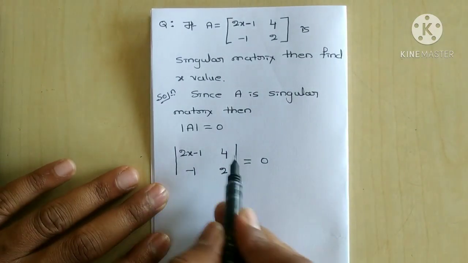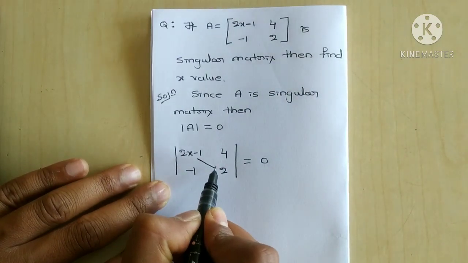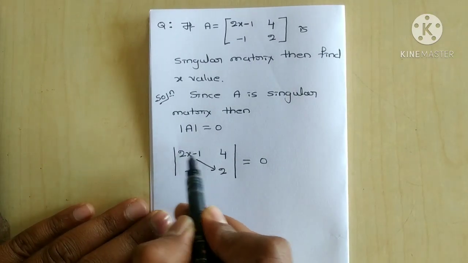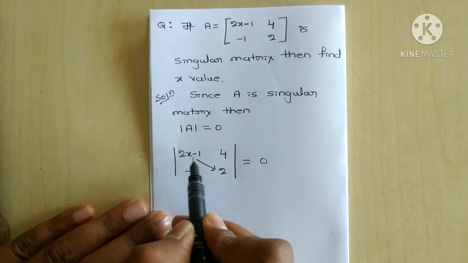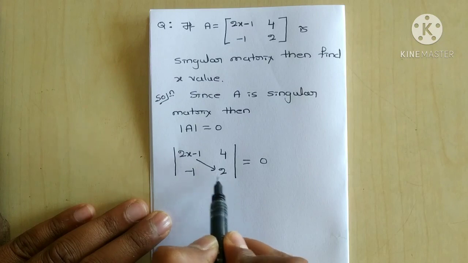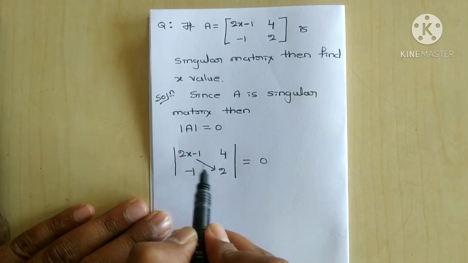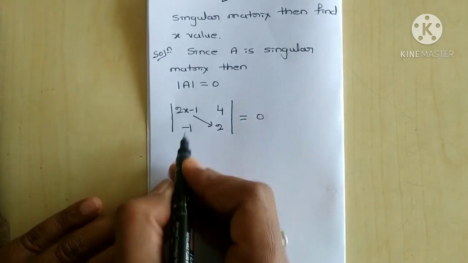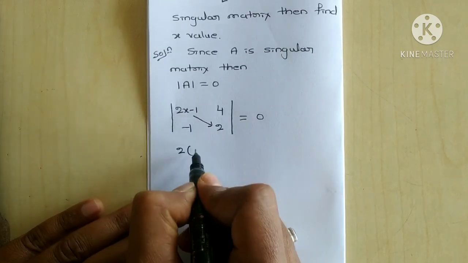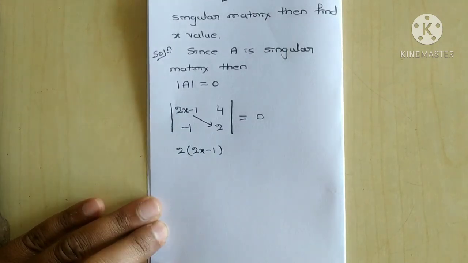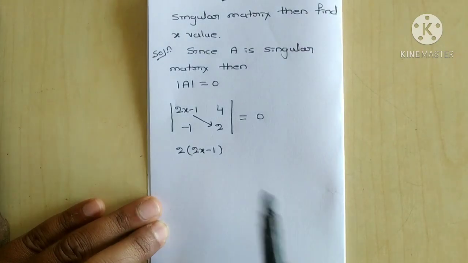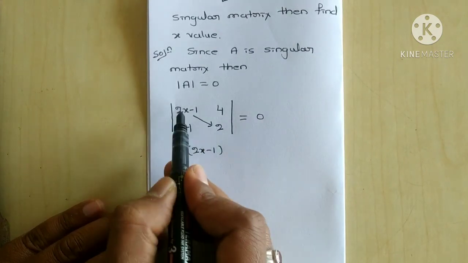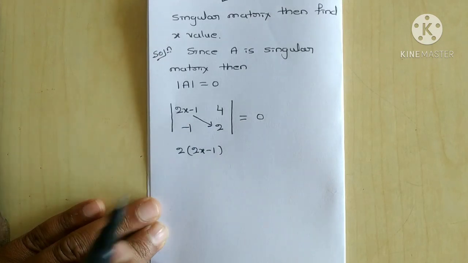Again this is a second order determinant, 2 rows and 2 columns, so cross multiplication. But remember, the first element contains 2 values, 2x minus 1, and the fourth element has only 1. Therefore, don't multiply directly, keep it as it is. So 2 into 2x minus 1 I am going to keep as it is. Later, in the second step, I will do the multiplication.